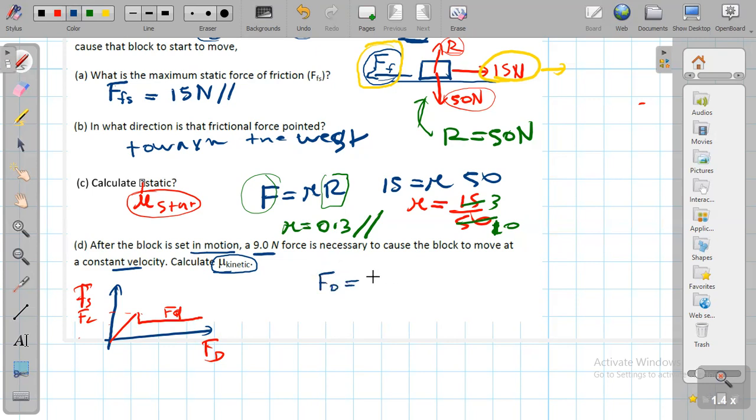Fd equals mu d times R, and we know R doesn't change, it's the same R. F drops to 9, and this is mu times what? R is 50. Mu d equals 9 over 50. So you can get it as 18 over 100. So how does it look then? 0.18 with no units.